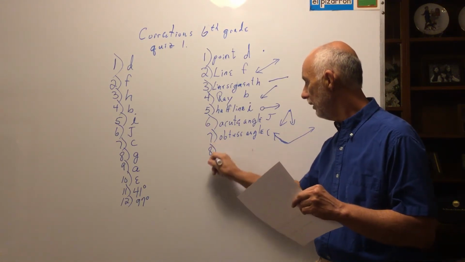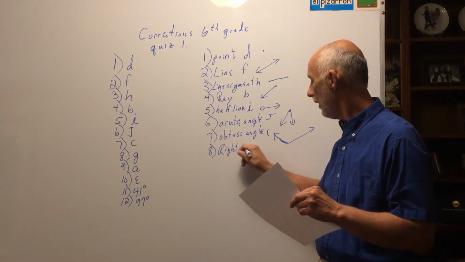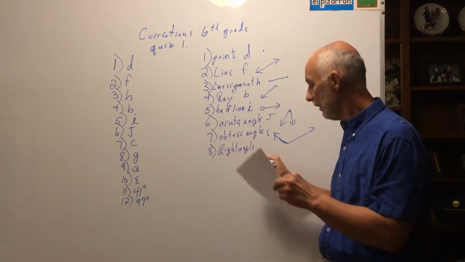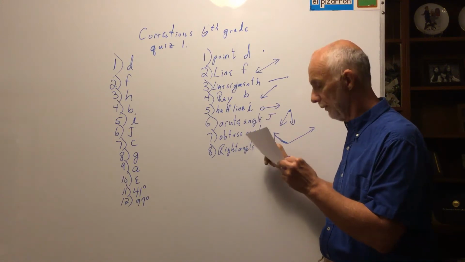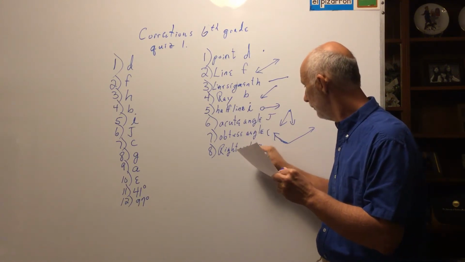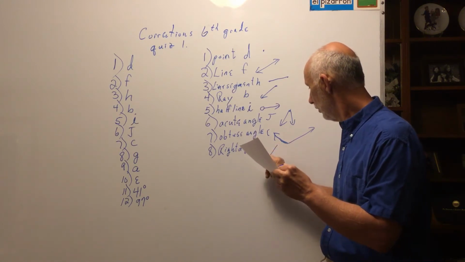And number 8 is the right angle. And a right angle is one that is exactly 90 degrees. It's the L shape, and that was G. And again, it looked like this.